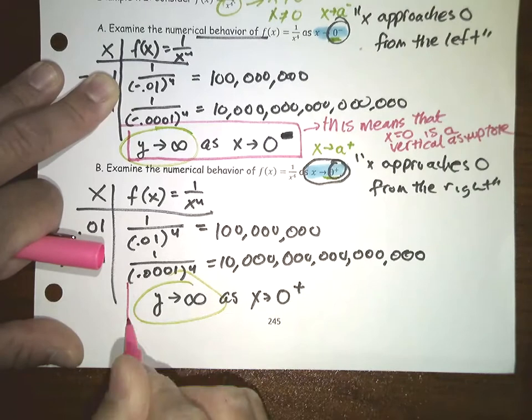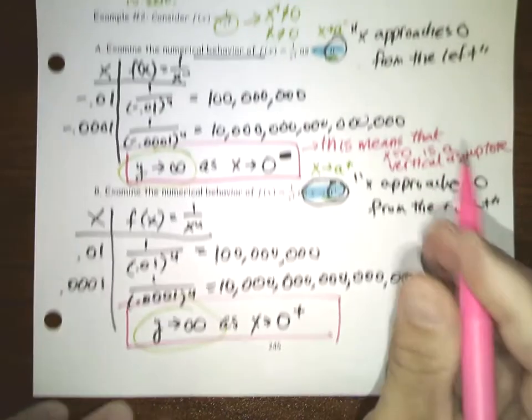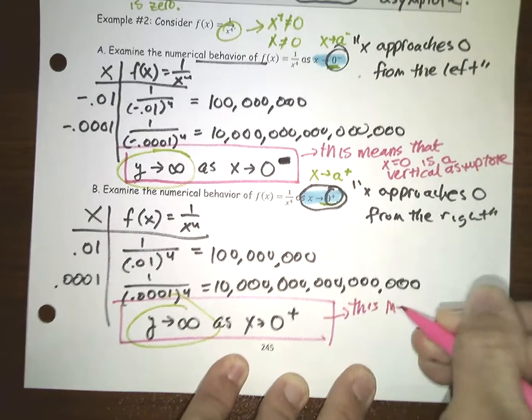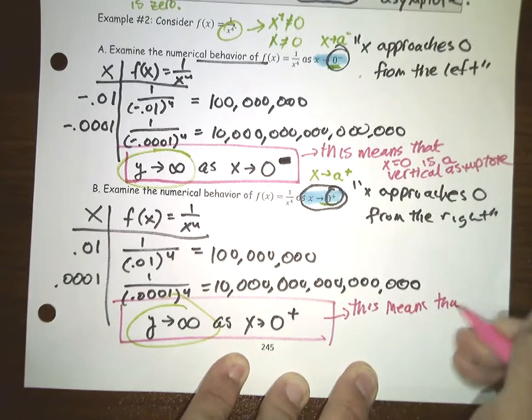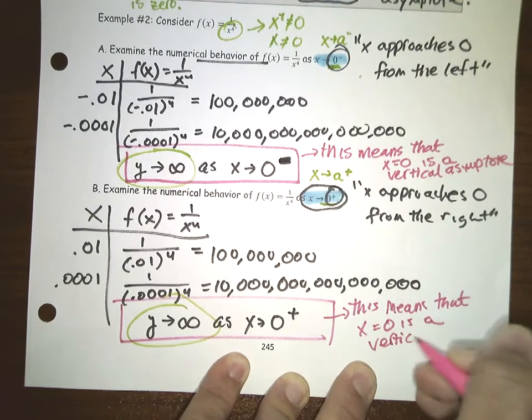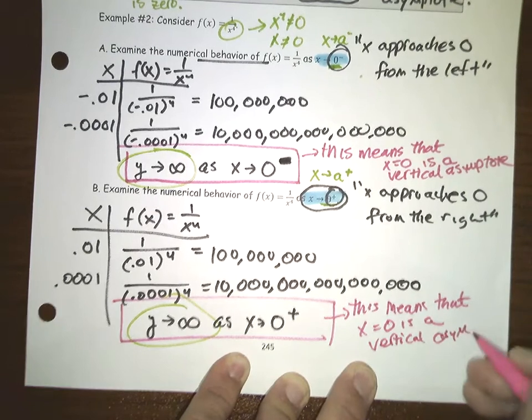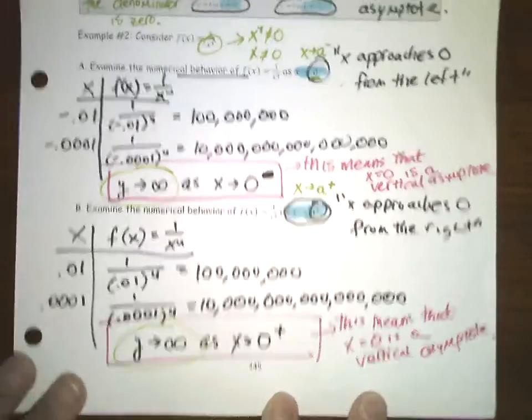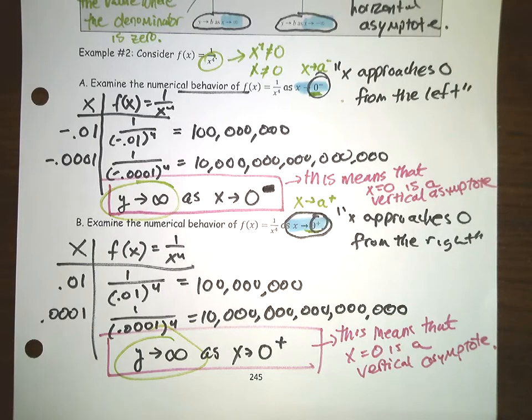And this here actually means something. It means that x equals 0 is a vertical asymptote. So I do want you to keep that in mind, that there are actual reasons why we would want to do all of this.